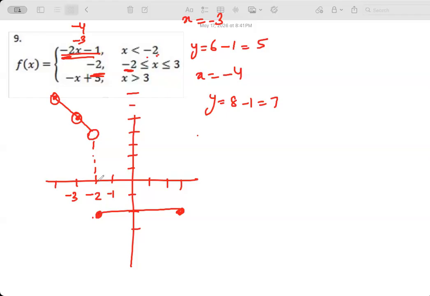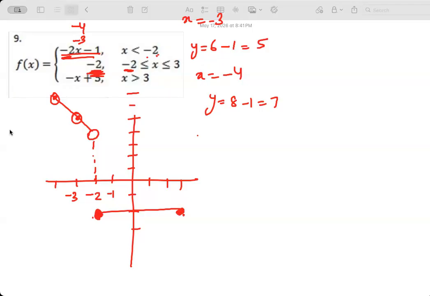Make sense? But at minus 2, this one comes into picture. So I will have to show a shaded dot. So the vertical line test as well passes, you see? Still a piecewise function. So the vertical line test passes. And here we go till 3.